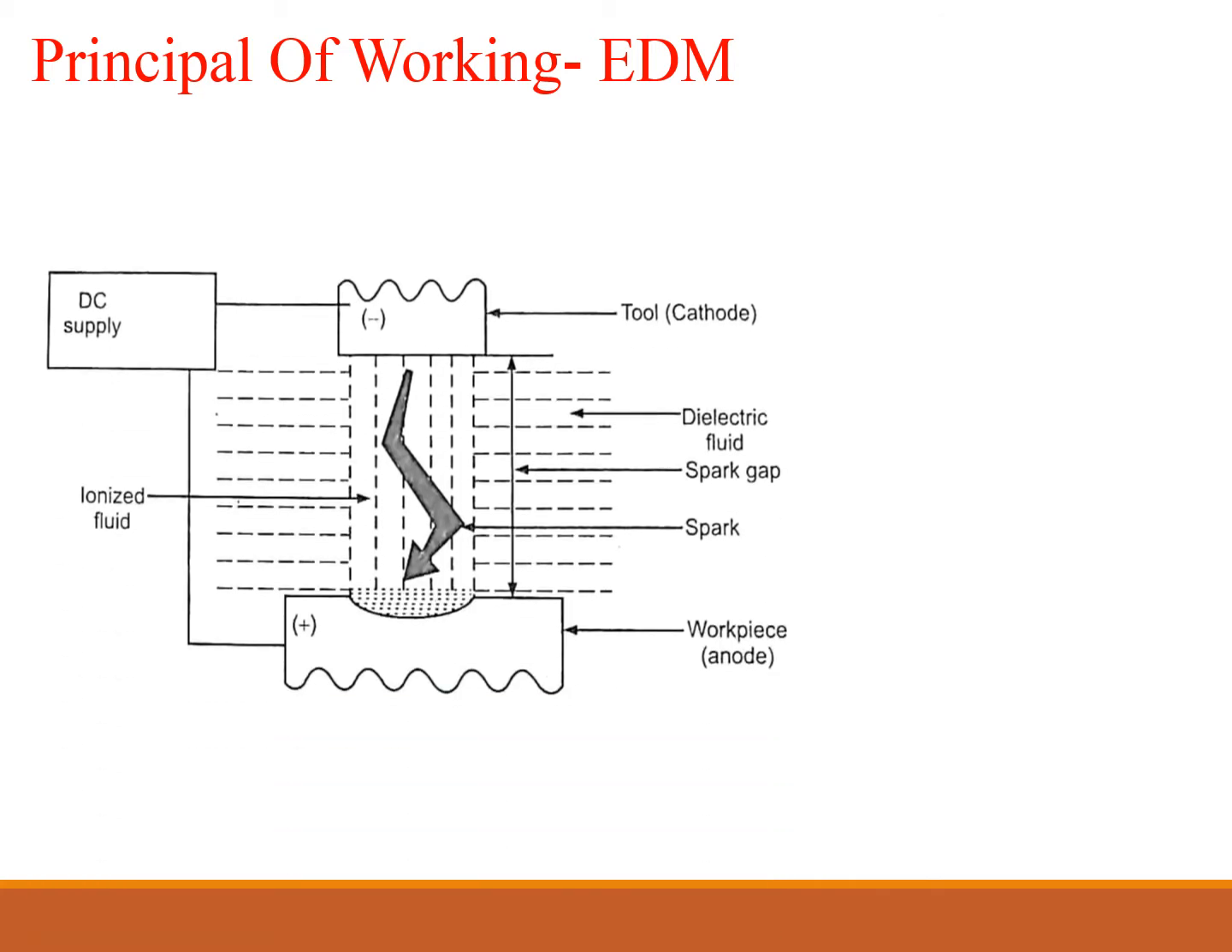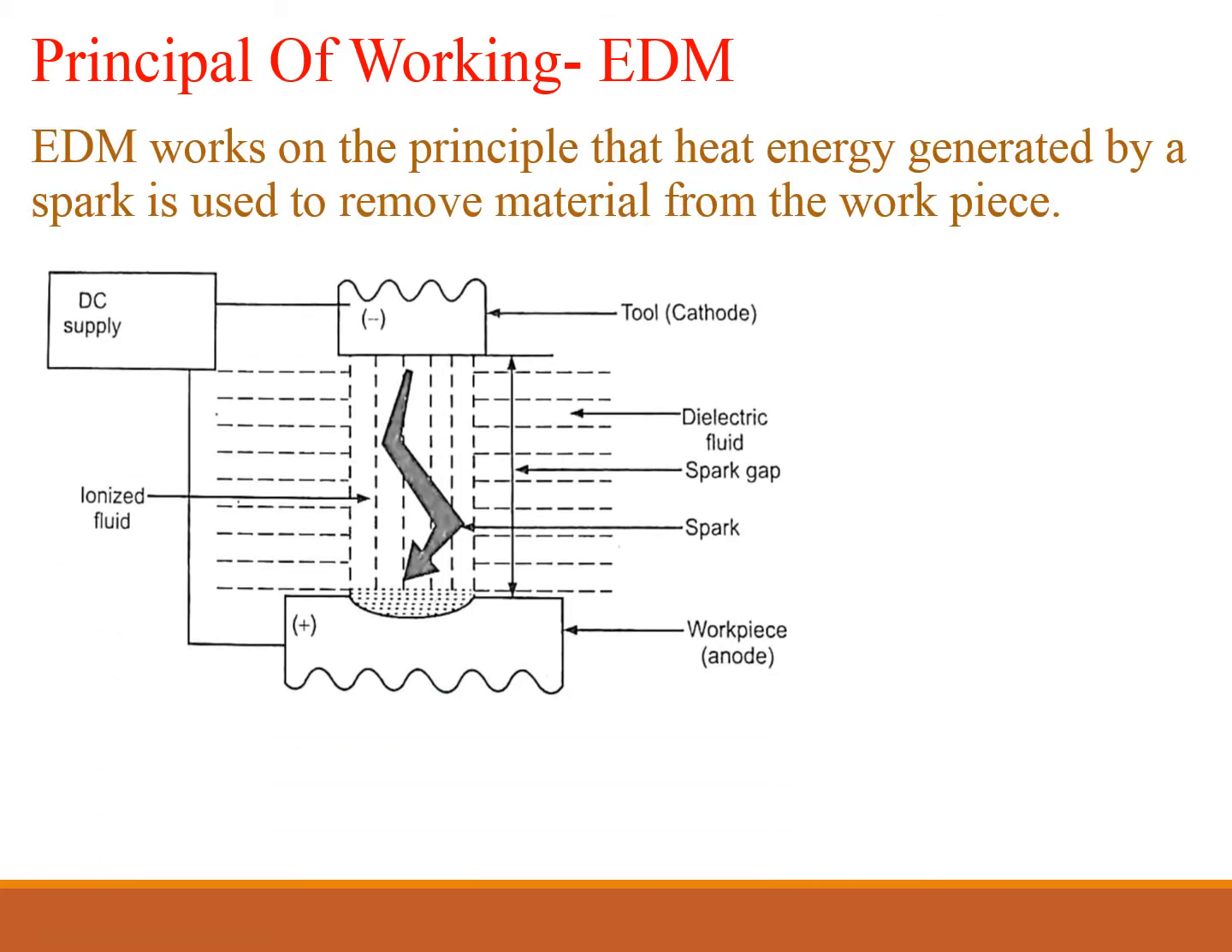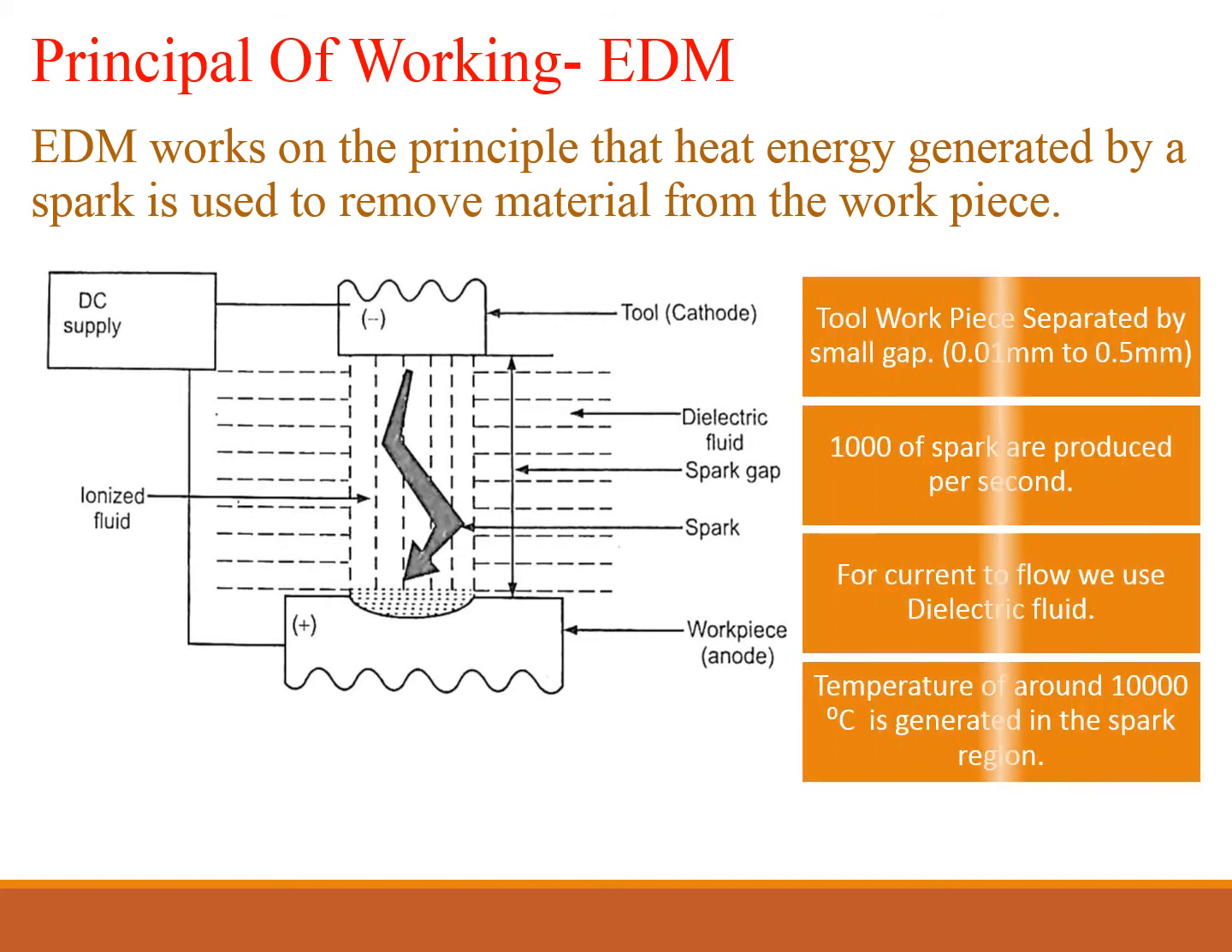Principle of working. EDM works on the principle that heat energy generated by a spark is used to remove material from the workpiece. In this process, an electric spark is generated to machine the workpiece to produce the desired shape. The tool and workpiece are separated by a small gap called the spark gap. This gap varies from 0.01 mm to 0.5 mm. The tool and workpiece are both immersed in dielectric fluid.